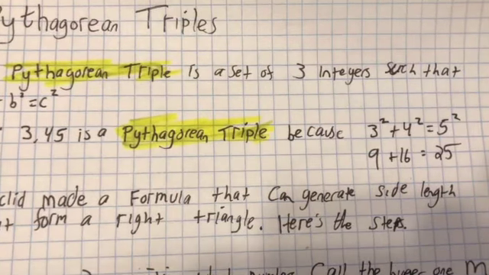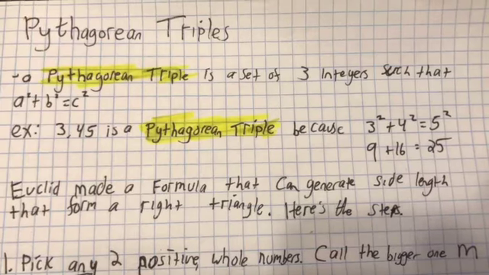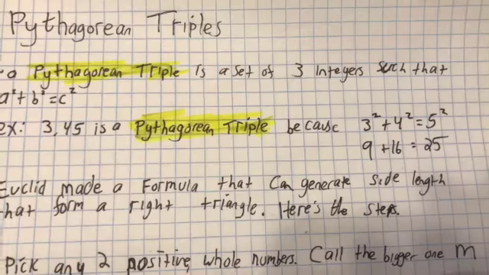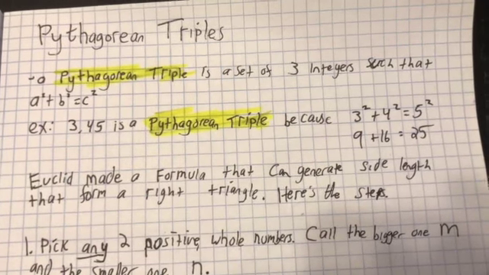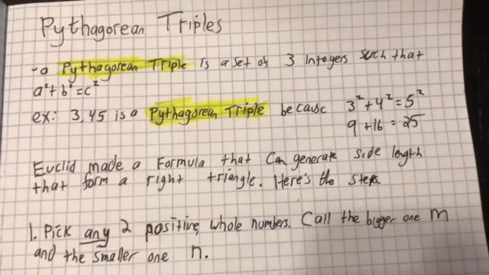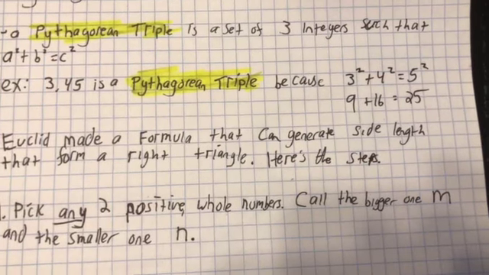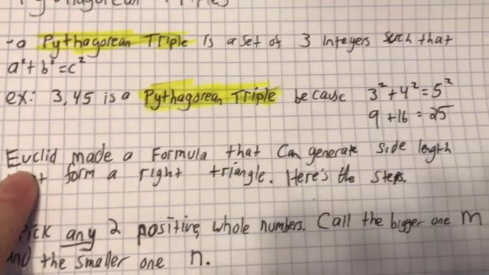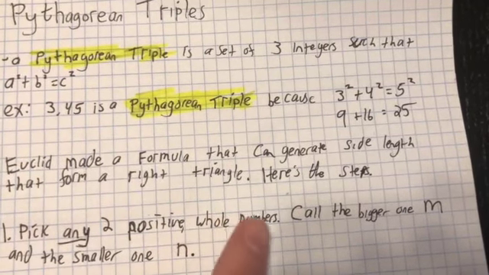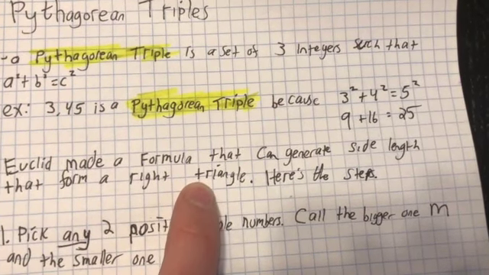And these are actually surprisingly uncommon. There are not that many. Okay, well, technically there's an infinite number, but there's not that many with small side lengths. It very quickly gets into very high numbers, hundreds and thousands and stuff like that. So in terms of things that are infinite, it's quite a small subset. Anyway, some guy named Euclid, who you might have heard of, made a formula that can generate side lengths that form a right triangle. And what we're going to do today is prove that that formula works.